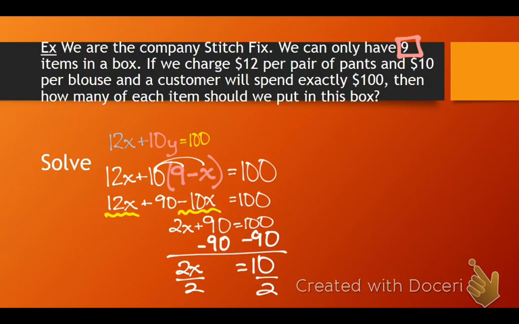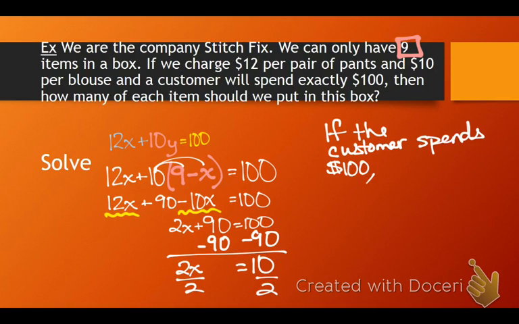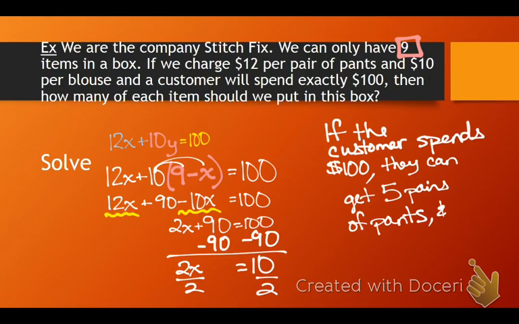How many pairs of pants now? So now, because I want us to make sense of the problem, if the customer spends exactly $100, they can get five pairs of pants and how many blouses? 4.